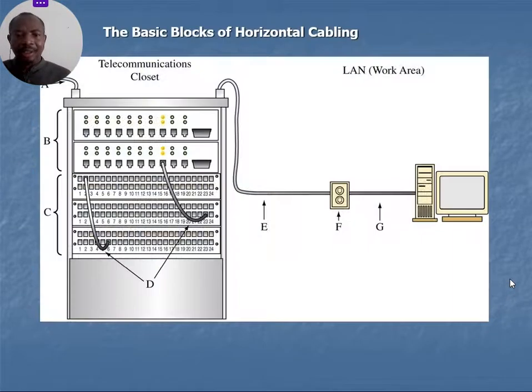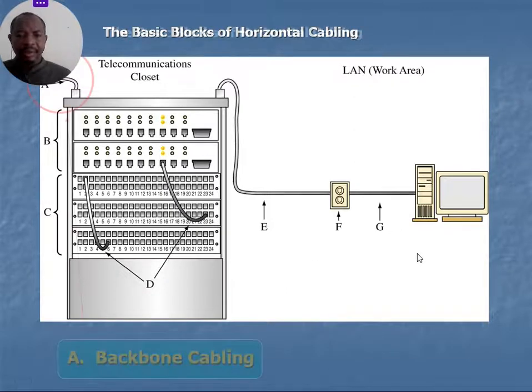a lot of money. Now, here is the telecommunication closet. This is the basic block of horizontal cabling in a telecommunication closet. This whole architecture is called the telecommunication closet. And these areas are the local area network, the LAN work area. Now, let's begin to take a look at them one after the other.